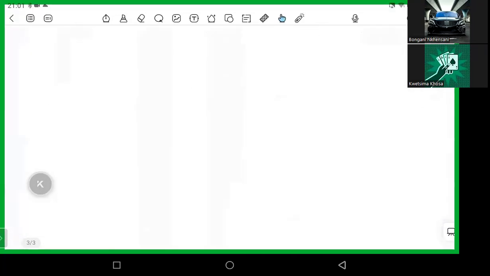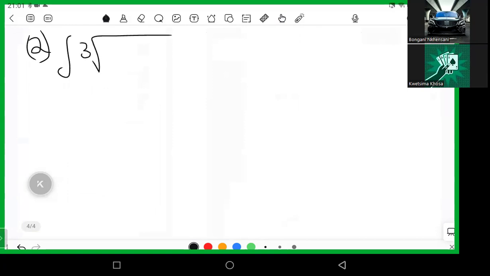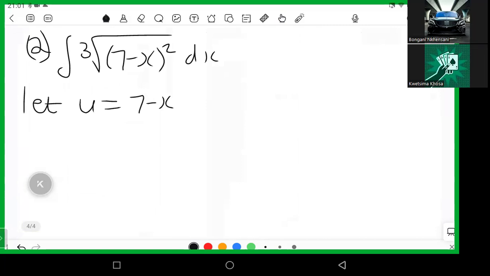Then we'll go to the second example, when you have the integral of the cube root of 7 minus x all squared dx. So you're going to let the expression inside the root be u. And then we differentiate. The answer will be negative 1. And then dx will be equal to negative du.